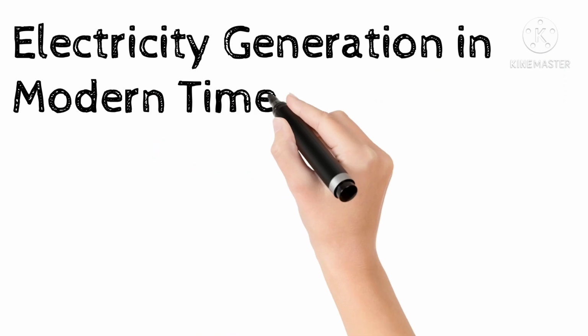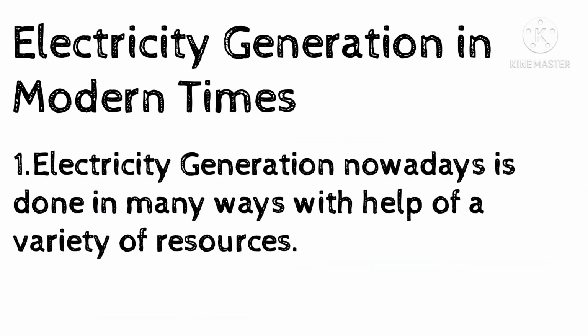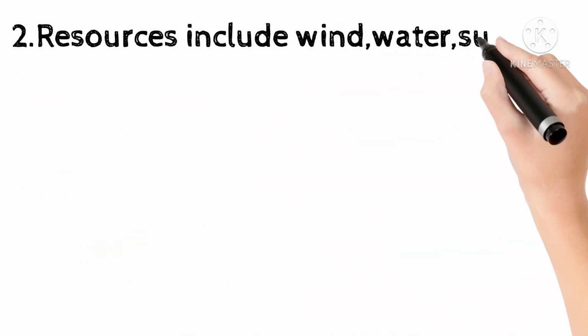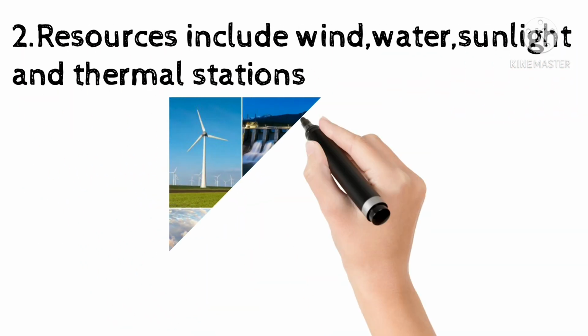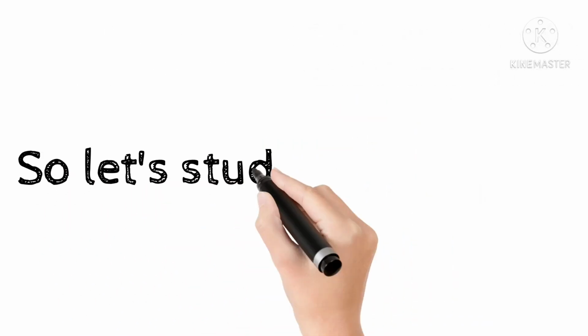Electricity generation in modern times. So how is electricity generated now? Electricity generation nowadays is done in many ways with the help of a variety of resources. Electricity is not generated only with the help of water or coal but with a variety of resources. These resources include air, water, sunlight, thermal stations, etc. As we can see in the picture, a variety of resources are used to generate electricity. So let's study them in detail.